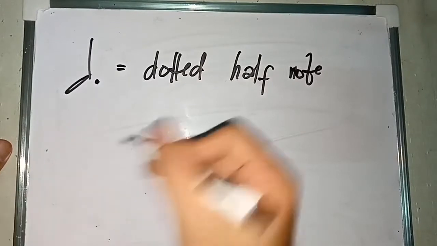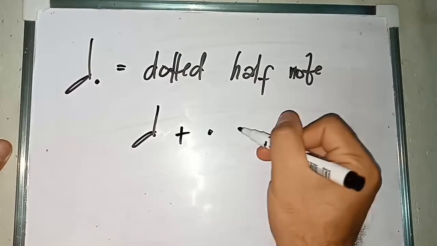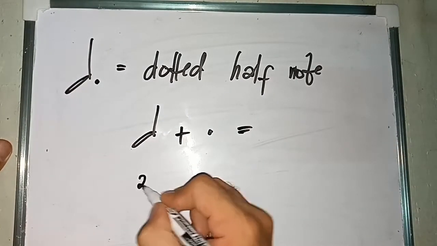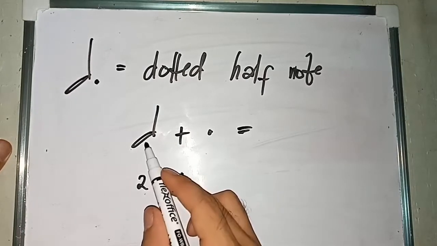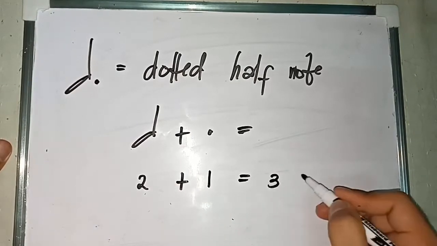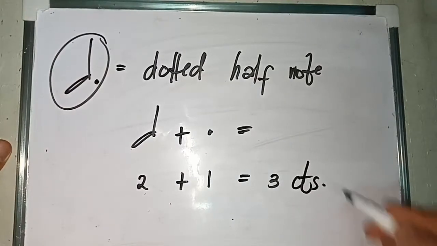In expressing this one, we have this one plus this one. So what is now the value? The value of the half note is 2 plus half of the value of the half note, which is 1. So it means that this dotted half note has 3 counts all in all.